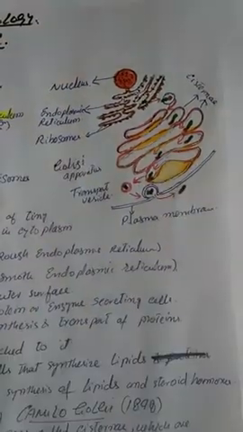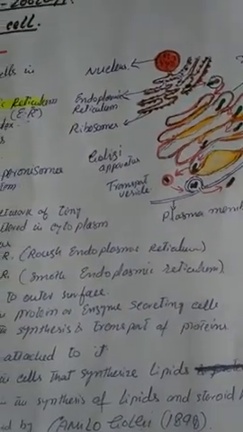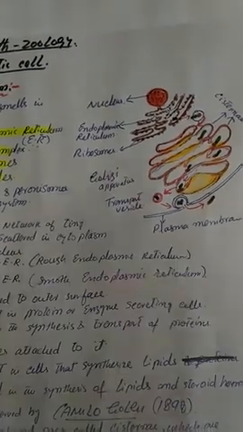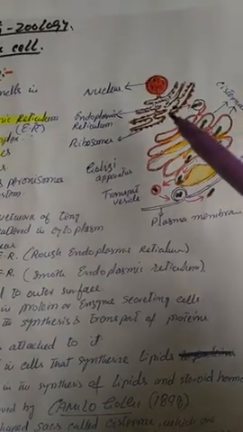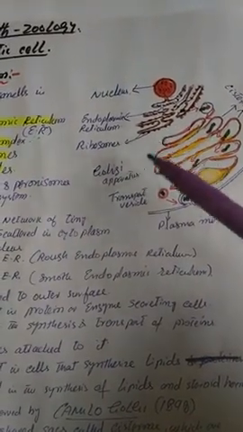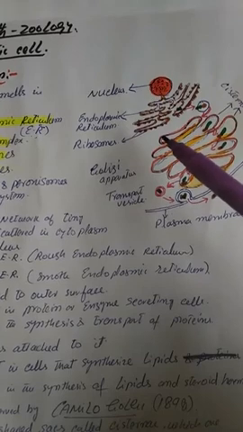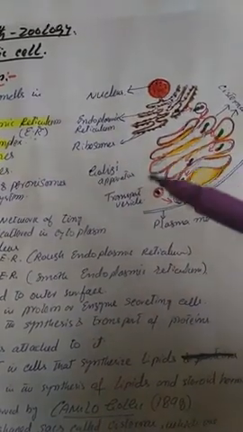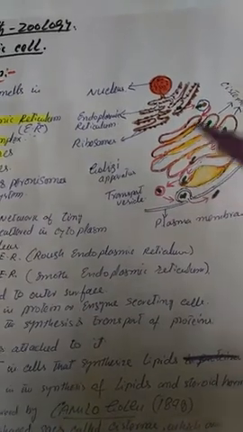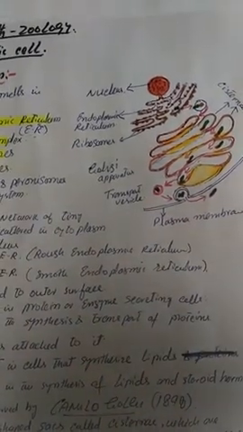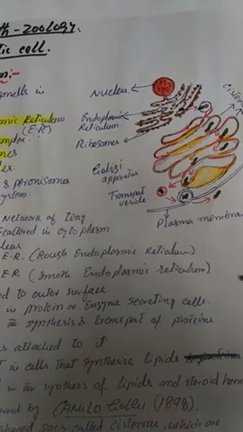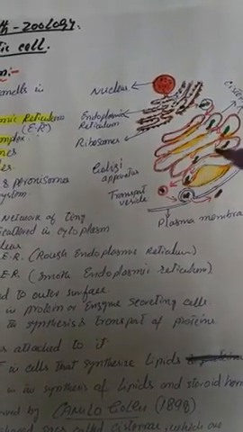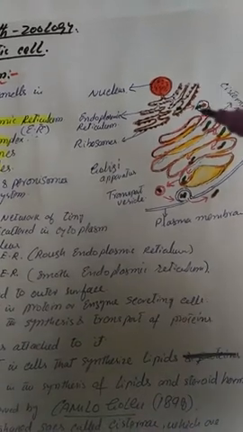Now, the endoplasmic reticulum is a network of tiny tubular structures, as you can see in this sketch, which are scattered in the cytoplasm around the nucleus. This is the nucleus. This endoplasmic reticulum divides the intracellular space of the cell into 2 components.